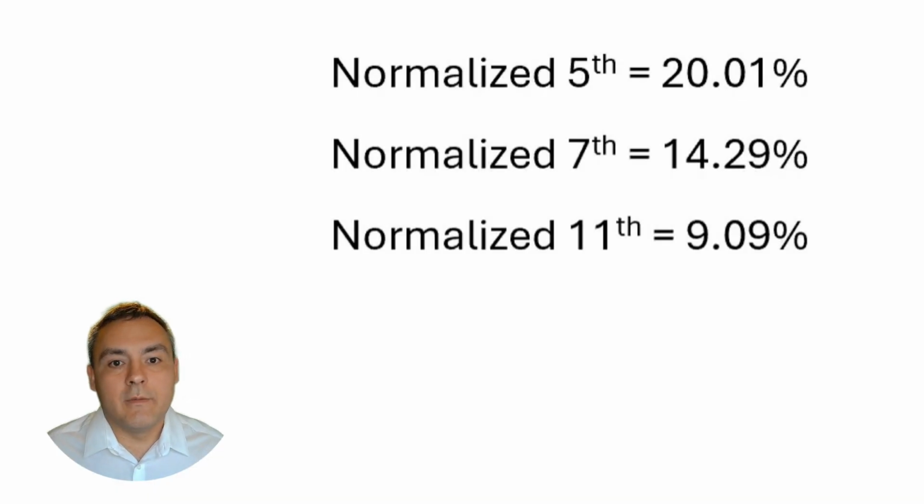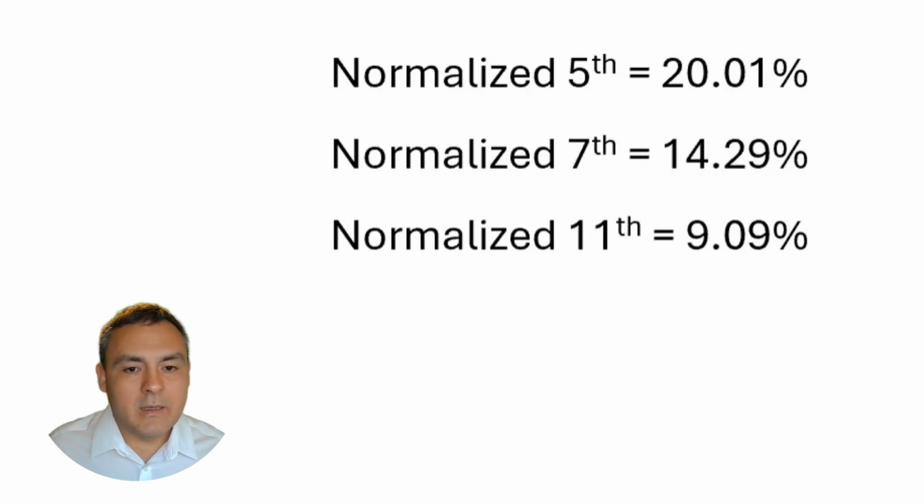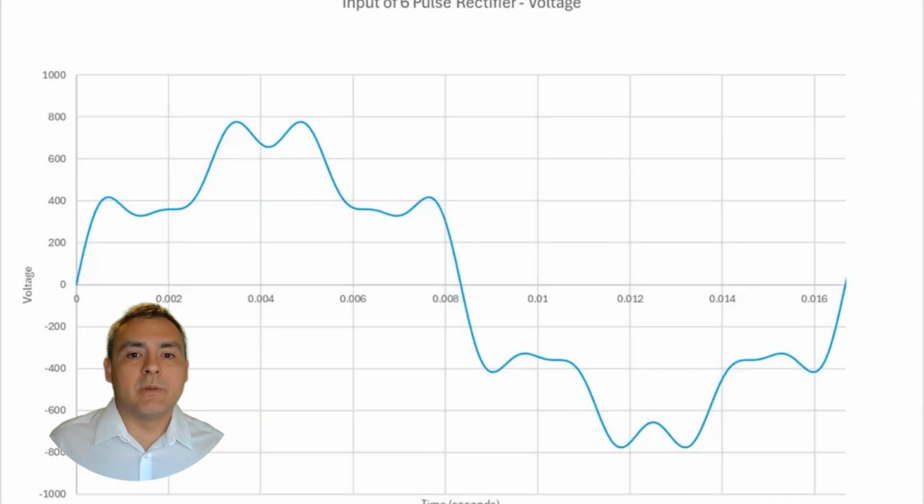This is a summary of the normalized coefficients for our example. Normalized fifth is 20.01%. Normalized seventh is 14.29%. Normalized 11th is 9.09%. I put these values as multipliers to my fundamental in Excel, and this is what phase A voltage would look like when referenced to neutral or ground for this load. It looks kind of gnarly, huh?